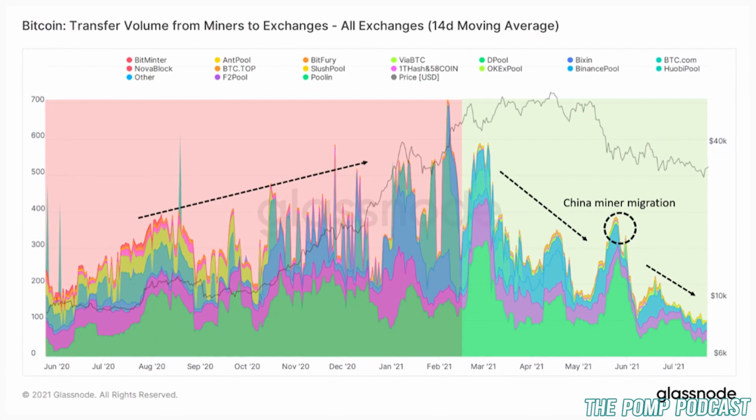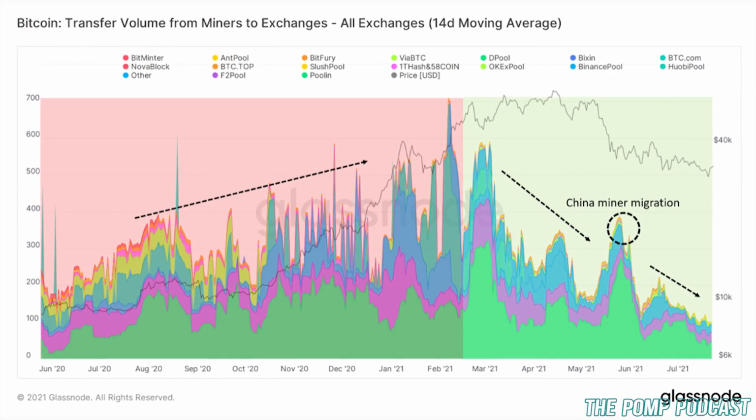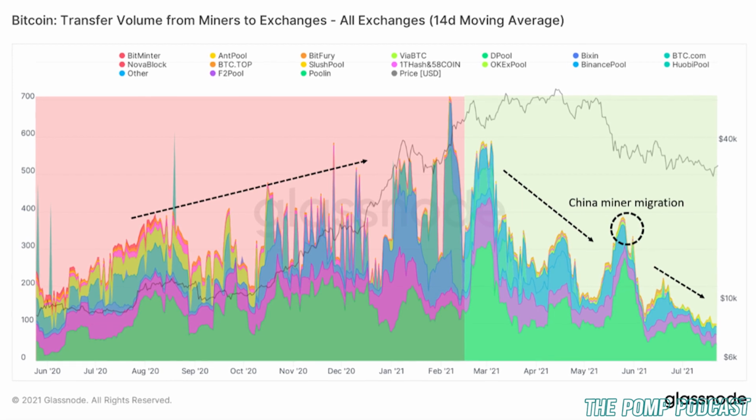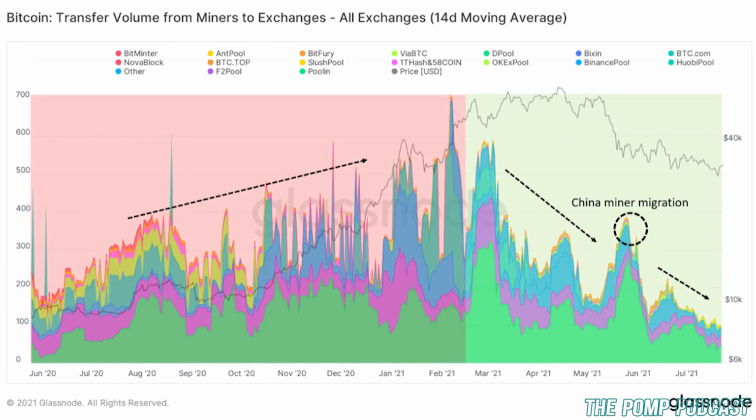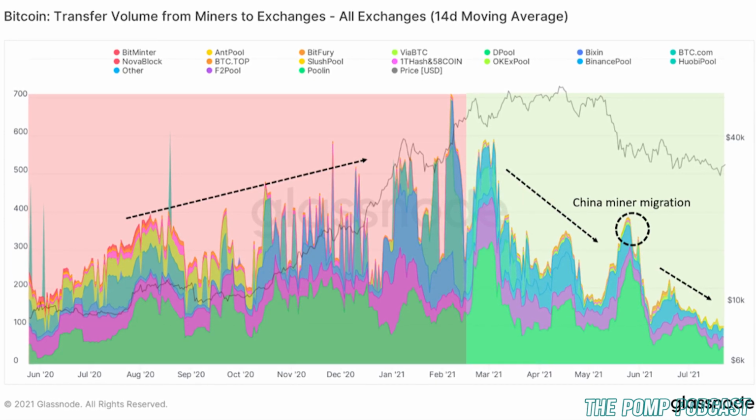So you could look at this a few different ways, and in the newsletter I put in the transfer volume from miners to exchanges. This is just looking at the raw inflows and outflows to exchanges. You see this has been in a downtrend since mid February, but we had a big spike around the whole China migration, when miners were moving out of China and had to liquidate some of their Bitcoin to move. But that's gone back into a downtrend after that.